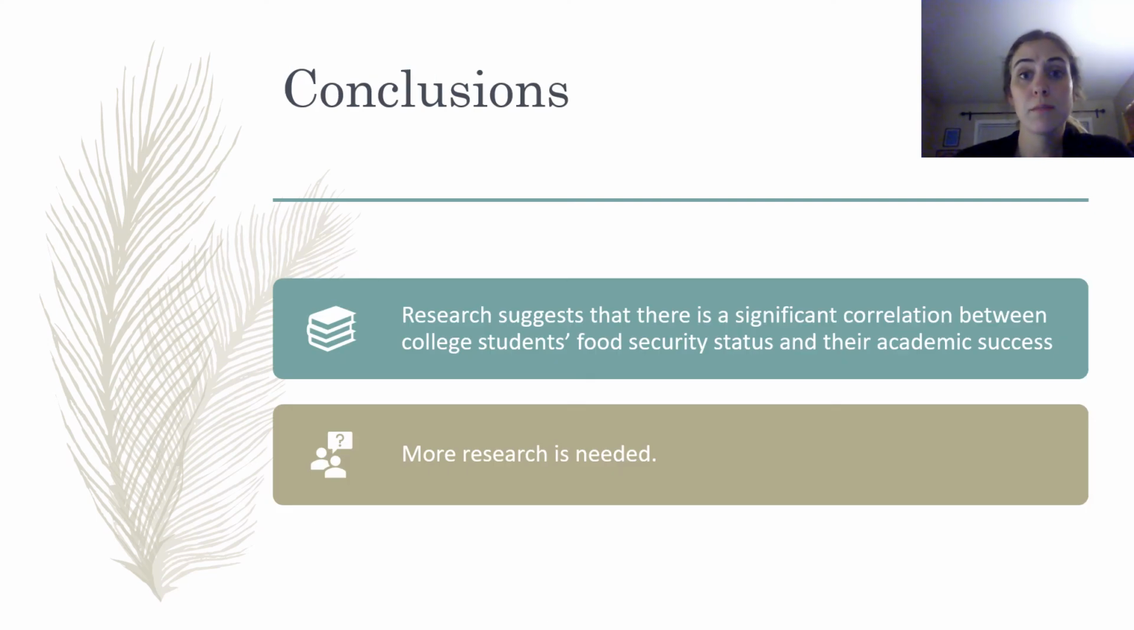So what do those results mean? In conclusion, it does seem like the research suggests that there is a significant correlation between college students' food security status and their academic success. Those who are food insecure seem to have lower GPAs across the board, and in order to be sure of that, we need to definitely do some more research. So if anyone's looking for a topic, this would be a great thing to study, or maybe further understand the impacts of food insecurity on academic success.